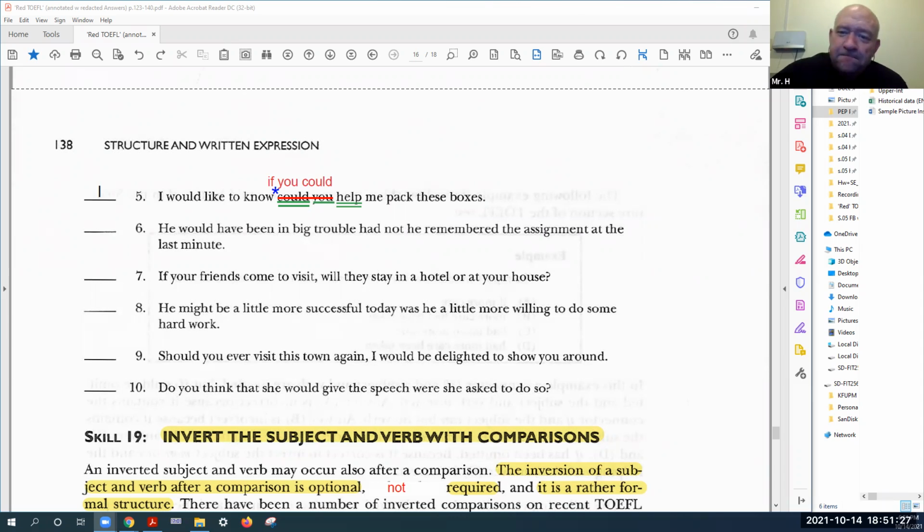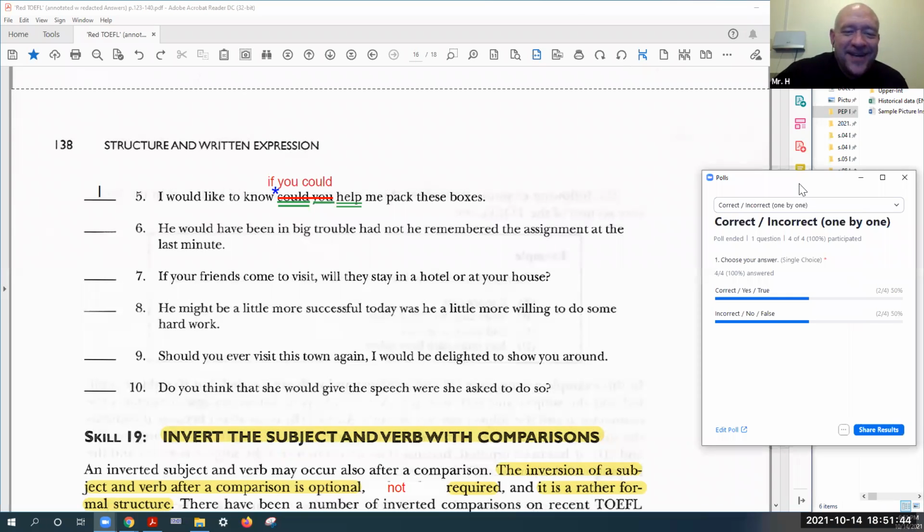10 seconds, guys. 5, 4, 3, 2, 1, 0. Oh, we're 50-50 again. Al-Harbi, what's your choice? Incorrect. Incorrect? All right, I want you to do this one. Explain.